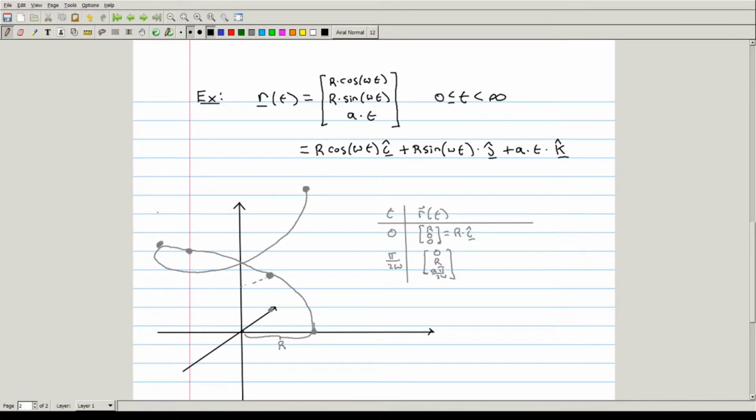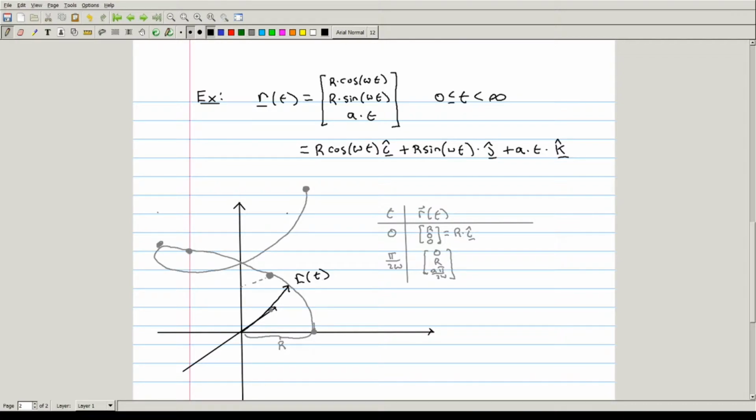And what we're seeing here is that this is the shape of a helix. So this curve and this r of t, this parametric curve, is exactly the shape of a helix. I encourage you to do it for multiple different values of t, to see this for yourself.